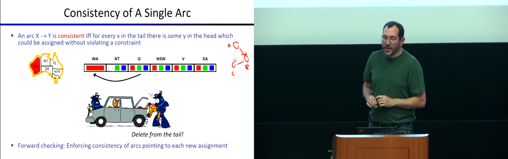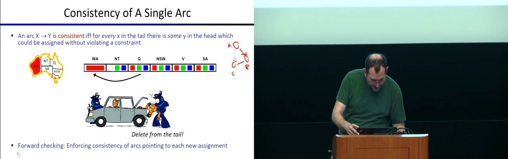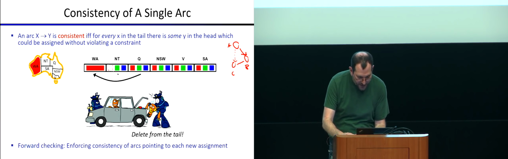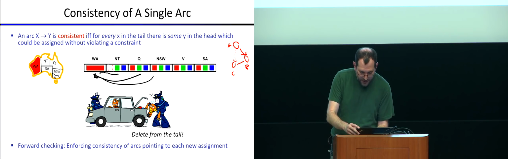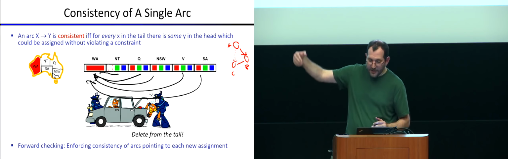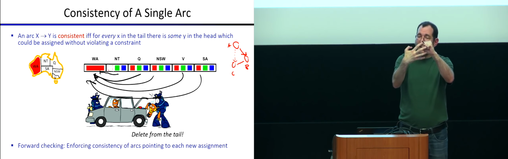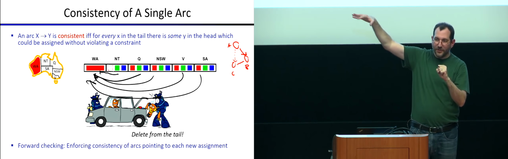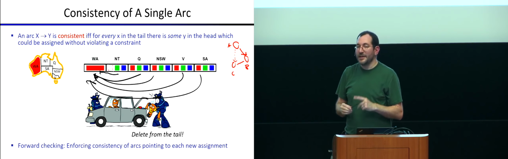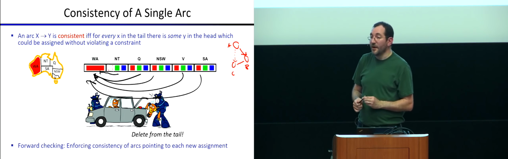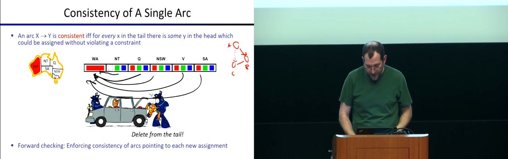Forward checking. Forward checking was enforcing the consistency of the arcs that point to each new assignment. So when I had that, if I assigned red here, I would say, all right, let's go to NT and delete anything that causes a conflict. Let's go to Q, New South Wales, Victoria, South Australia. And if all you do is upon every assignment, look at all the arcs pointing to that assignment and enforce consistency, which means delete things from their tail if they cause a constraint violation, you would recover the forward checking algorithm. Now we can start talking about enforcing the consistency of lots of arcs, even ones that don't point to our assignment, and that's going to give us richer filtering algorithms.